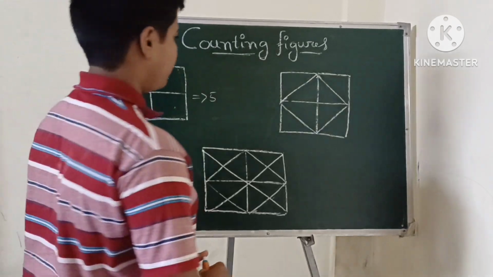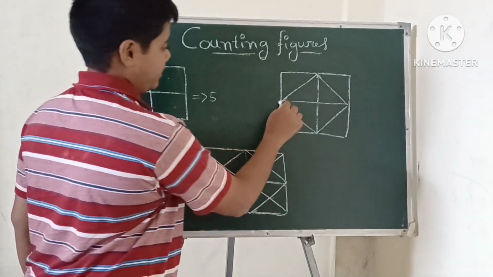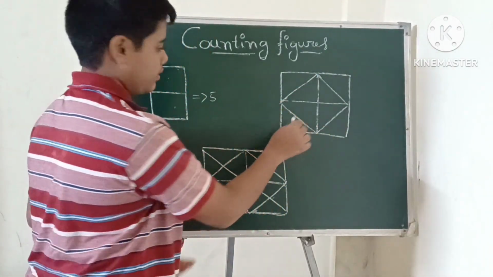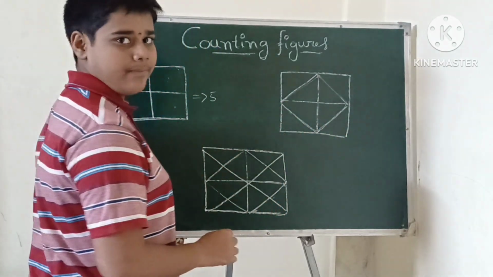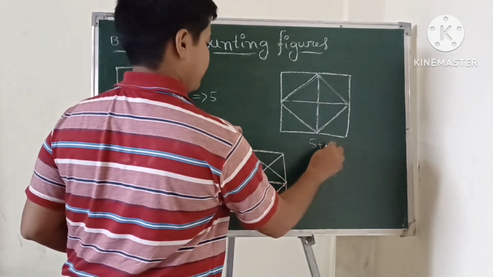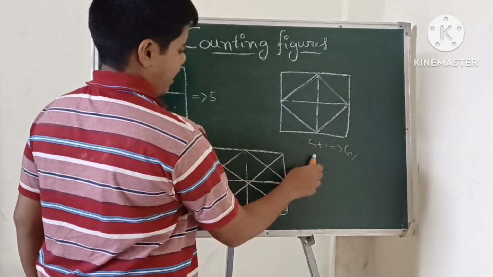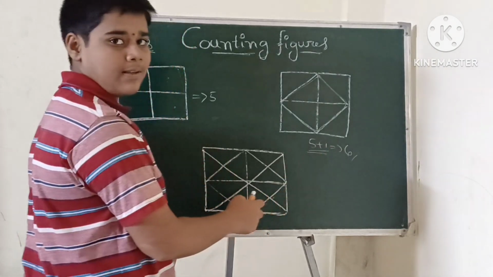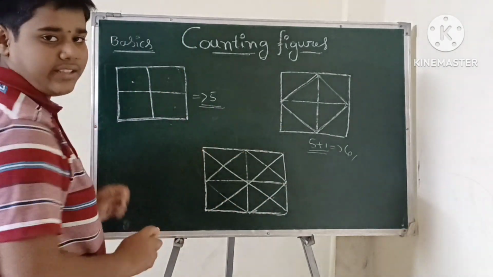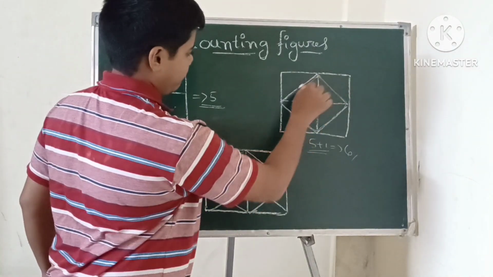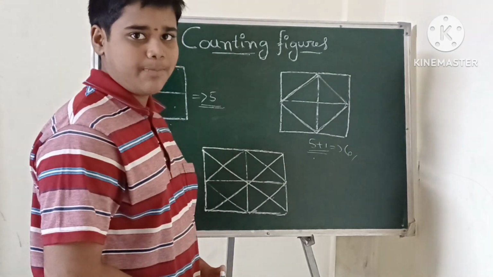Okay. If we see this figure, it is the same as this, but another square is added. This is another square. See here. So 5 plus 1, 6 squares are there. Here, how I did 5 plus 1: before this figure, 5 squares are there. In this, one more square is added. So 5 plus 1, 6 squares are there.